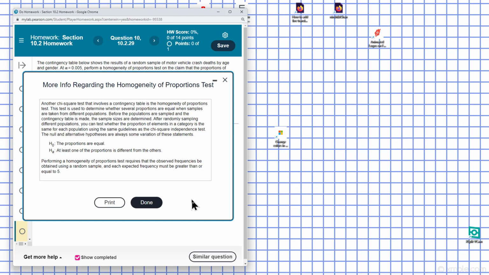The null and alternative hypotheses are always some variation of these statements: the proportions are equal, or at least one of the proportions is different than the others.